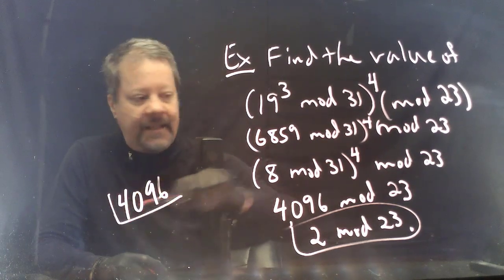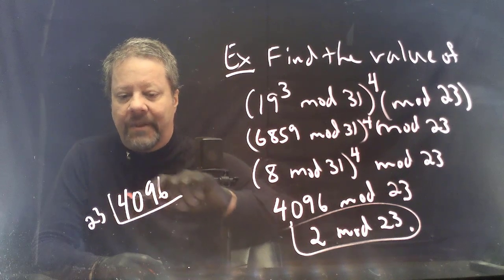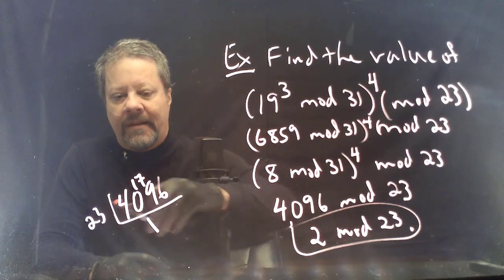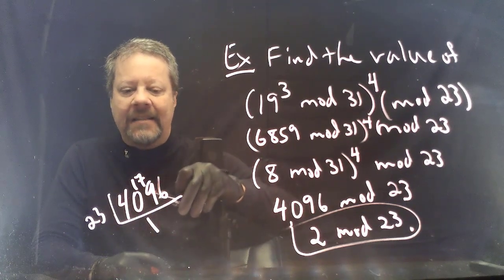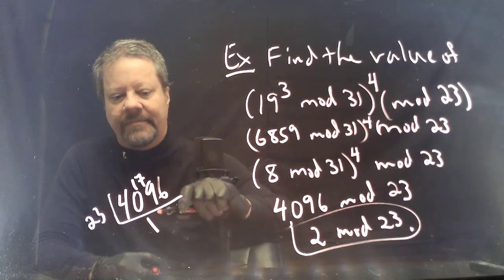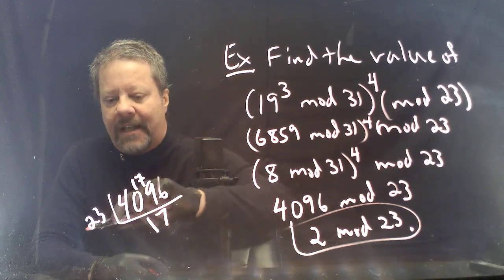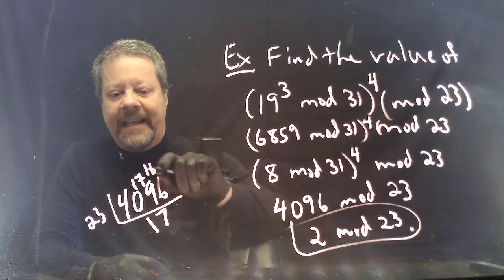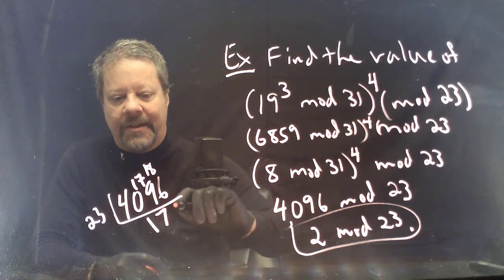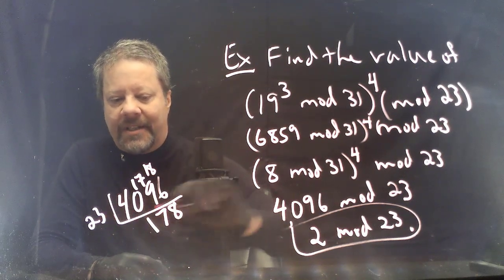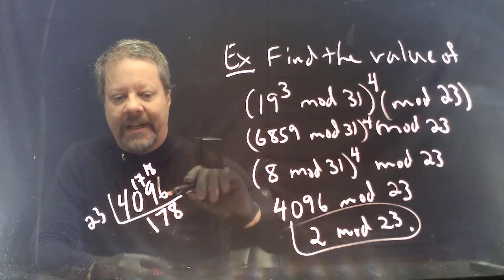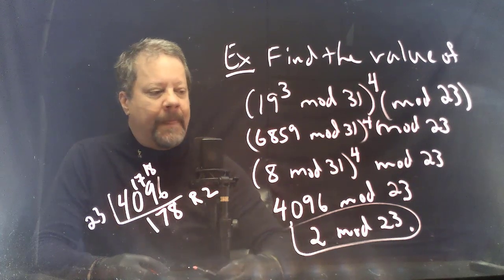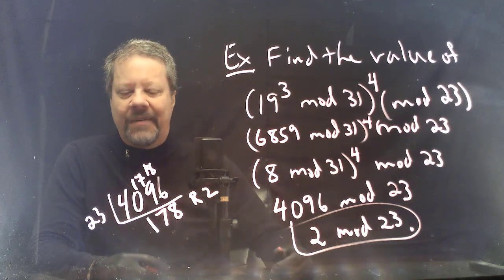4096, how many times does 23 go into there? Well, it goes into 40 once, with a remainder of 17. How many times does 23 go into 179? Well, the answer is 7 times. That's 140 plus 21, 161. That's going to have a remainder of 18. And so that's going to be 8. 160 plus 24 is 184. If we subtract, we get a remainder of 2, and so we get 2 mod 23.